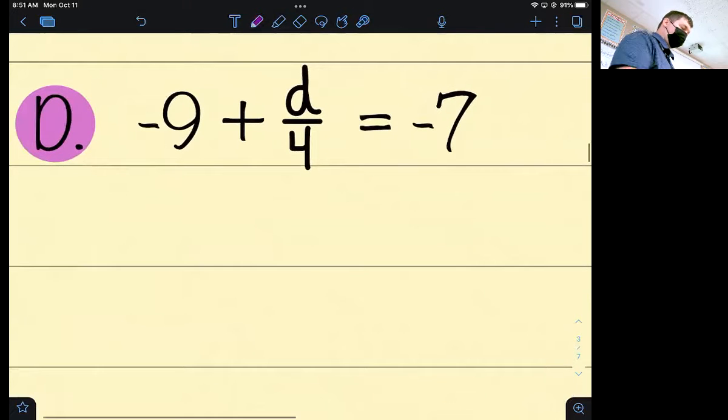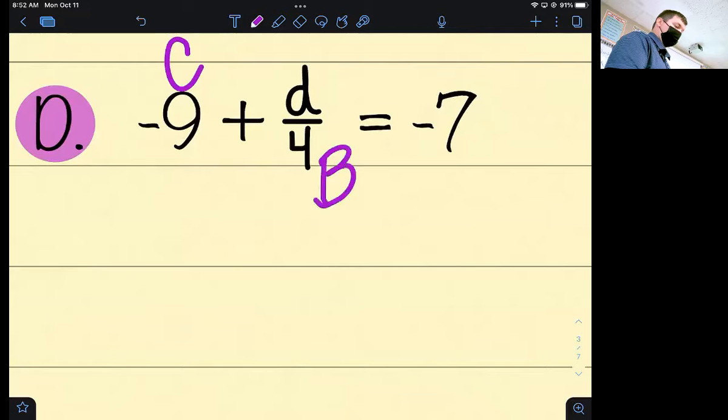Let's look at example D. Georgia, tell me what number I should try to get rid of first. The -9, that's right. The variable term is on the left side. There's a constant term. So this is like the cousin term, and this is like the brother sister term. There's a tighter bond between the 4 and the D than there is between the -9 and the D.